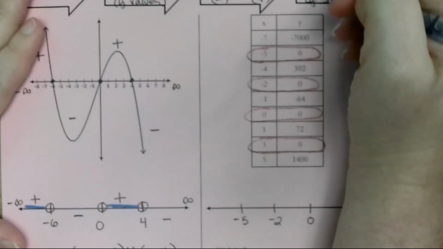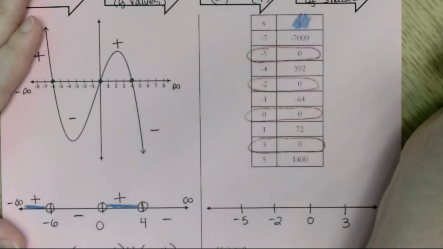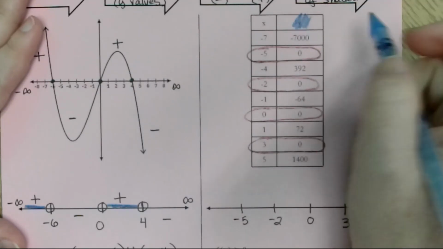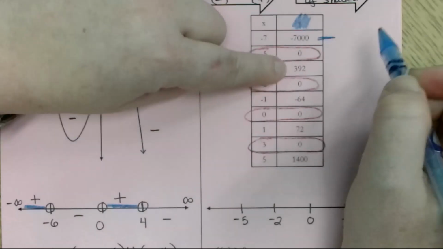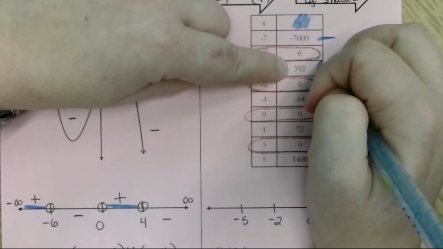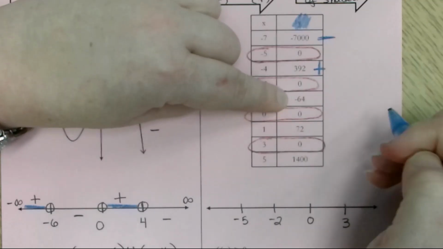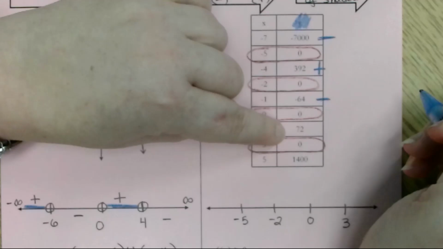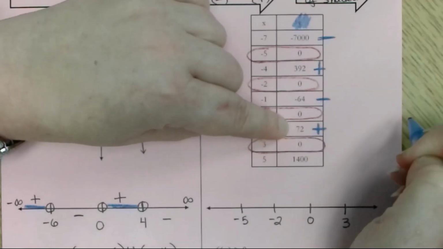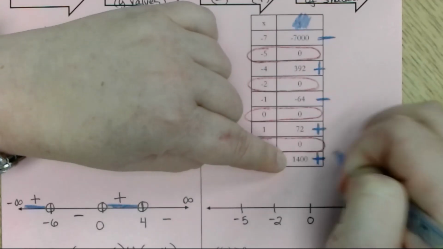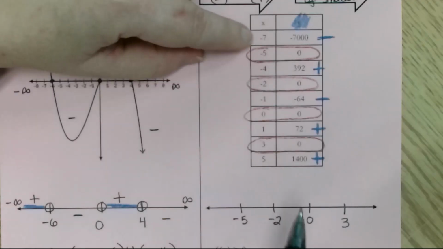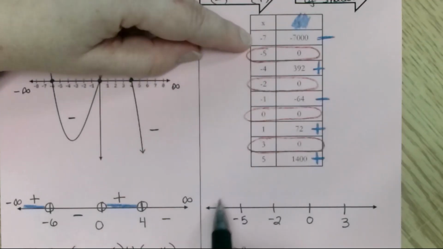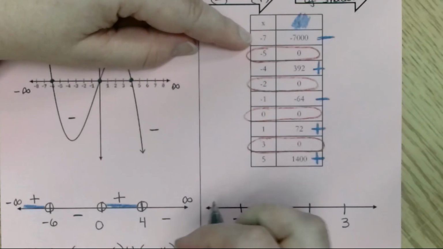So for the signs, we look at our y values. Okay? So for our y values, this 7,000 is negative. The 392 is positive. The negative on the 64, positive on the 72, and positive on the 1400. Now we can translate that easily to our number line.